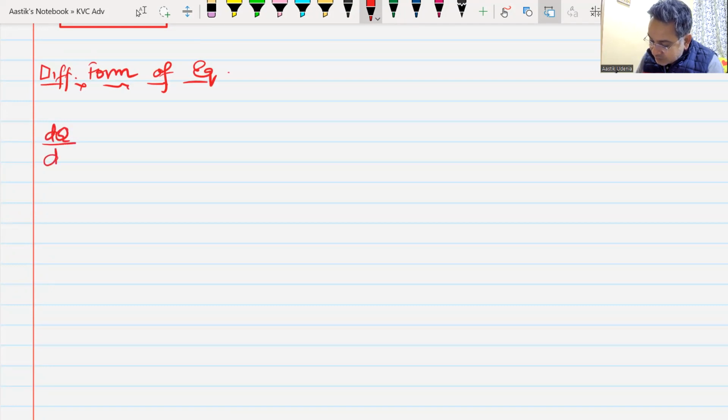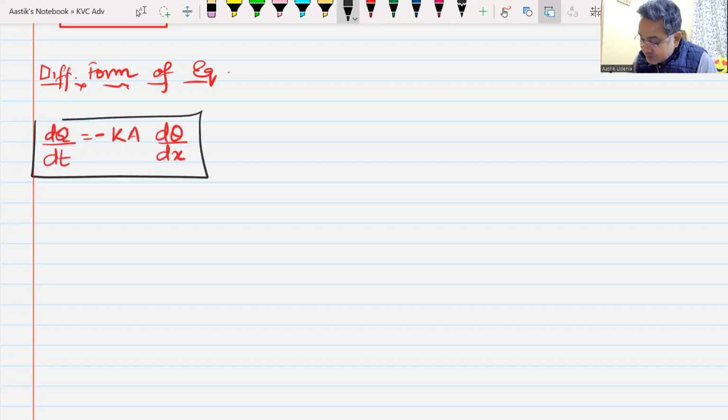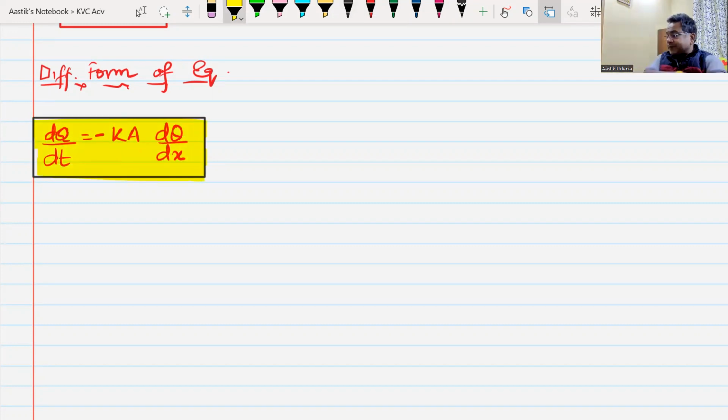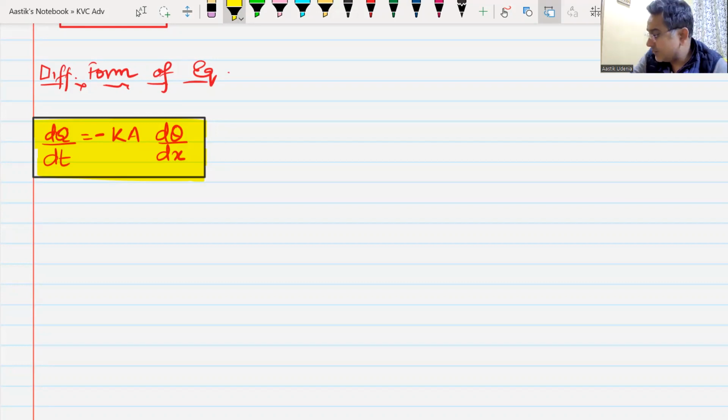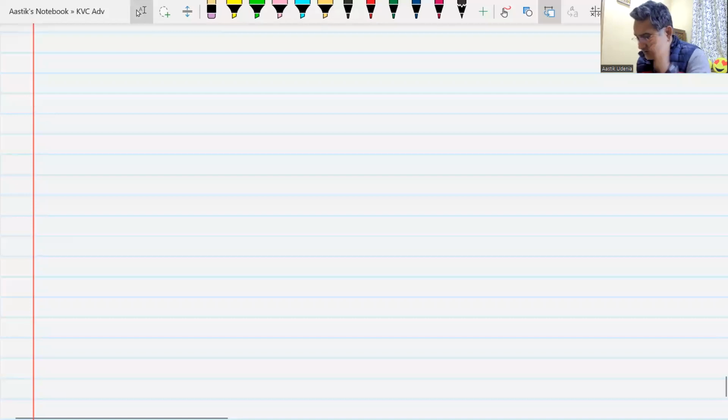dq by dt, the rate of flow of heat, will be minus KA into d theta by dx. Do you understand the meaning of this? With a negative sign it is written because in the direction of heat flow, the temperature decreases. So this is the differential form of the same equation. Now this form can be applied whether the heat conduction is taking place in steady state or not in steady state. Do we understand this? Okay, I'll give you a minute to note this down. The next heading that we will write will be thermal resistance.